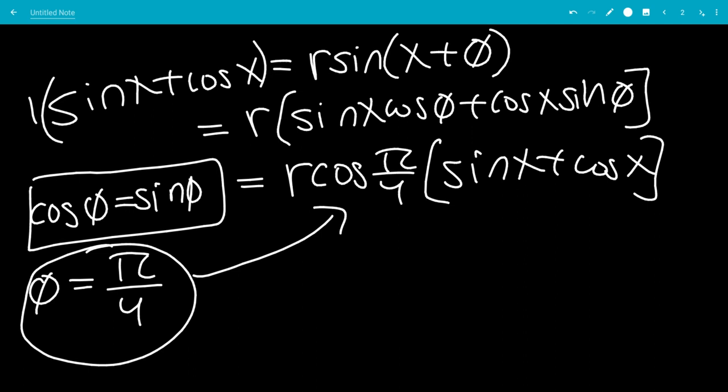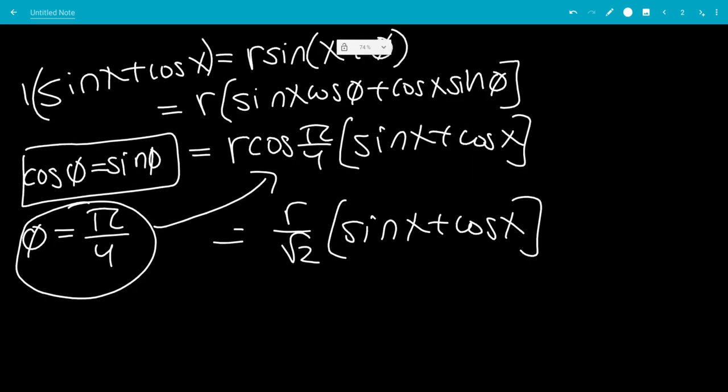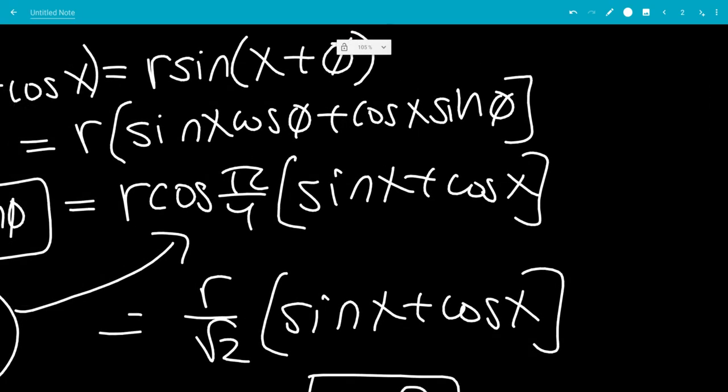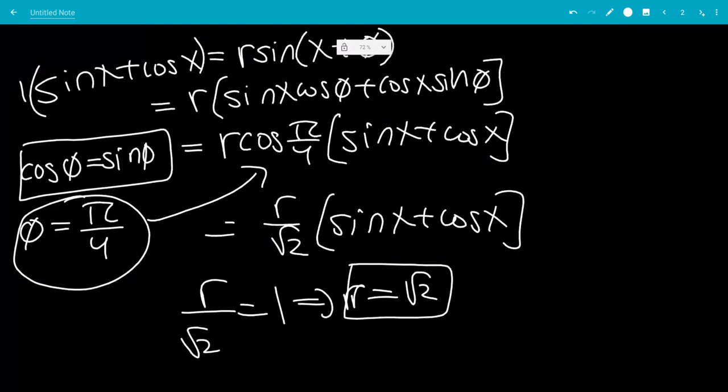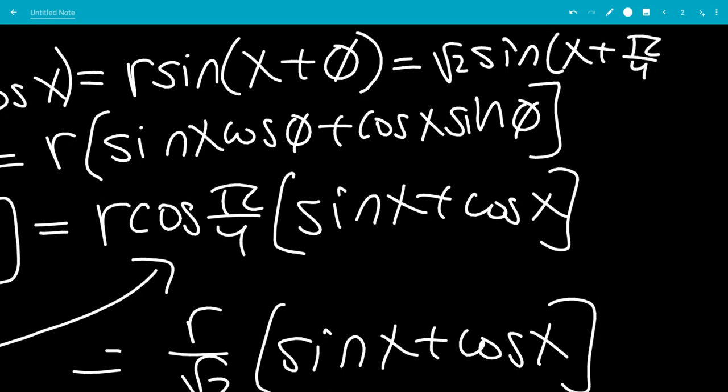Now cosine of pi over 4 is square root of 2 over 2. But if you don't rationalize the denominator, it's just 1 over square root of 2, which can be written as r over square root of 2 times sine x plus cosine x. Okay, good. So now we have r over square root of 2 equals 1. Multiplied by square root of 2, you get r equals square root of 2. So now you have this sine x plus cosine x term equal to square root of 2 times sine of x plus pi over 4.